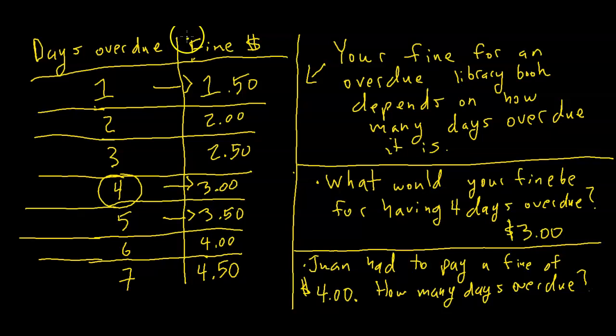Well, we can also use the information of this table to go in the opposite direction. Let's look at our column that gives us the different values of fines we might have to pay. And let's see if we can find the spot where we have a $4 fine. So a $4 fine is right here. Okay, so what is the associated input that produces that output? We can see here that the input 6 produces the output 4, right? So we can therefore answer that having your book overdue for 6 days would result in a $4 fine. So if we knew that Juan had to pay a fine of $4, we therefore know that he had his book overdue for 6 days.